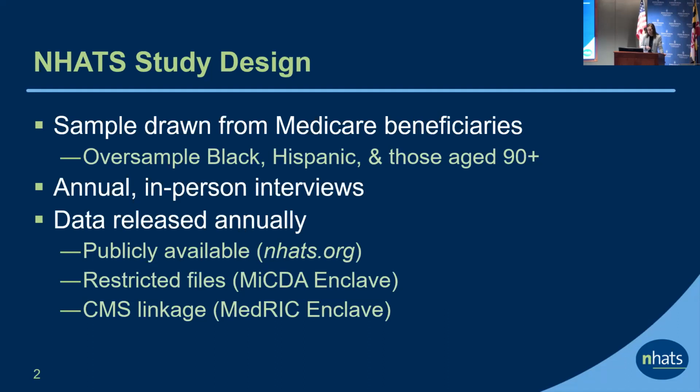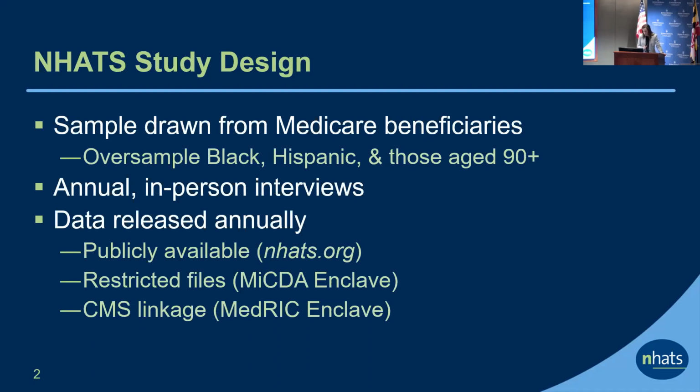We also have restricted files. If you're interested in things like geography, geographic indicators, if you're interested in genetics, we have some genetic data. Those are on a data enclave that's run out of the University of Michigan. So MICDA, Michigan Center for the Demography of Aging enclave. You can get that. You need some IRB approval. You need approval from us, but you can get that.